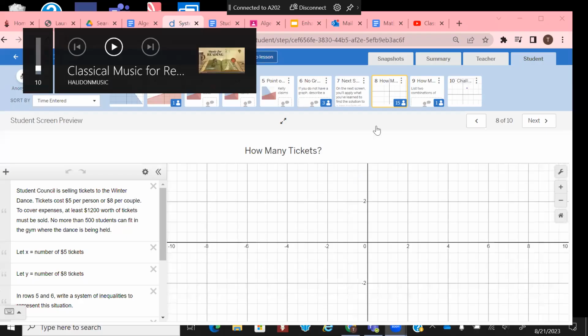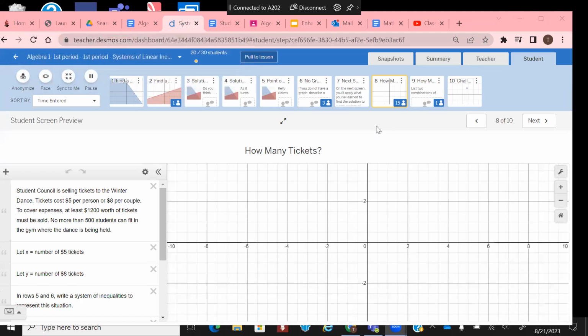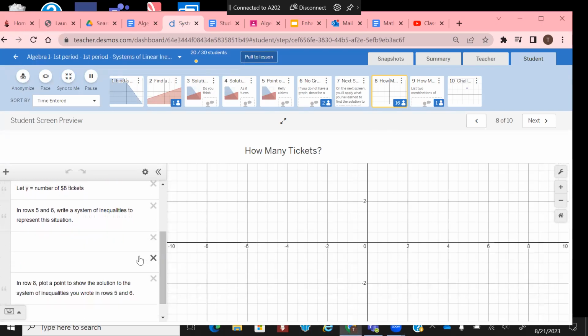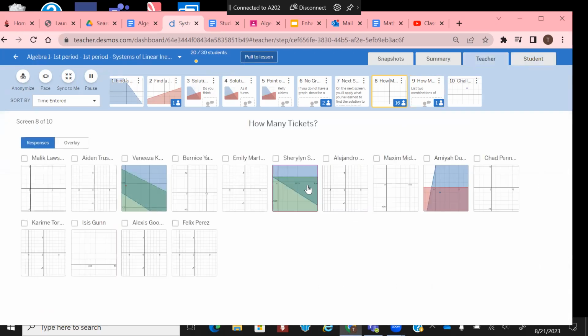Okay, so student council is selling tickets to the winter dance. The tickets cost $5 per person or $8 per couple. To cover expenses, at least $1,200 worth of tickets must be sold. No more than 500 students can fit in the gym. Okay, so X is going to represent the number of $5 tickets. Y is going to represent the number of $8 tickets. And in rows 5 and 6, we're going to write this. Let's see what you came up with.